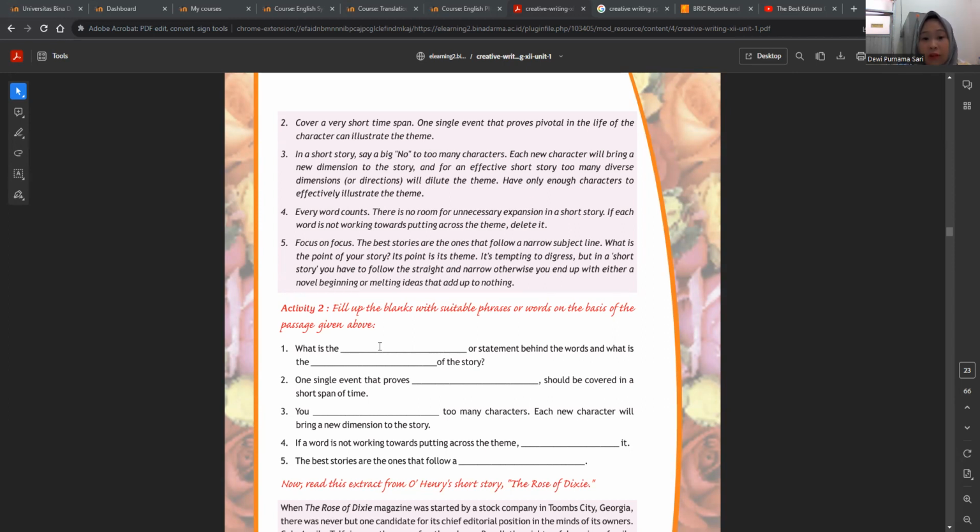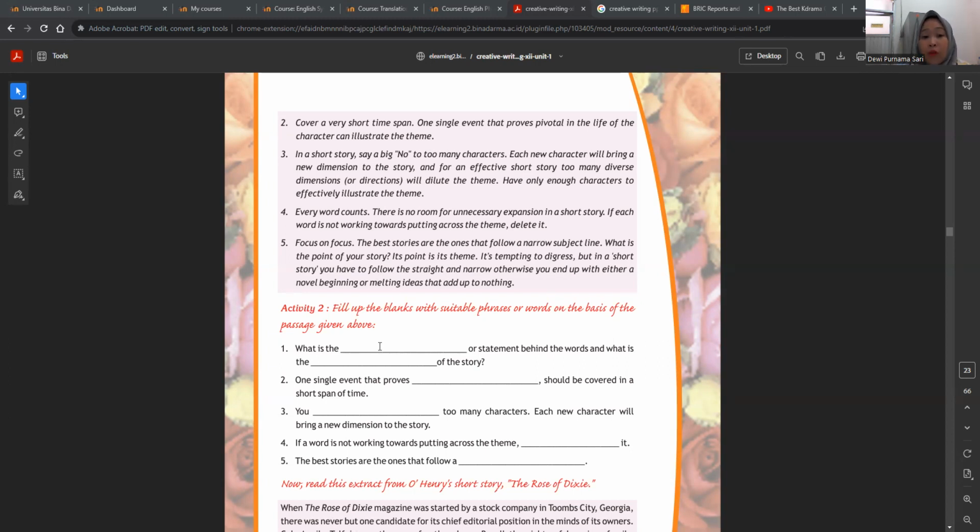And then focus on focus. The best stories are the ones that follow a narrow subject line. What is the point of your story? Its point is its theme. So what theme are you going to put there? Is it a fantasy, horror, comedy, romance, or what? Okay, yeah, rom-com or what, and you have to focus on the theme that you are going to write.